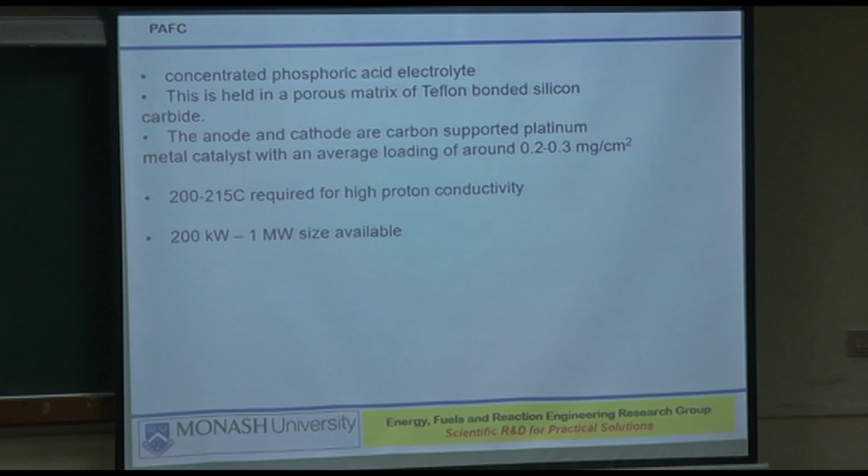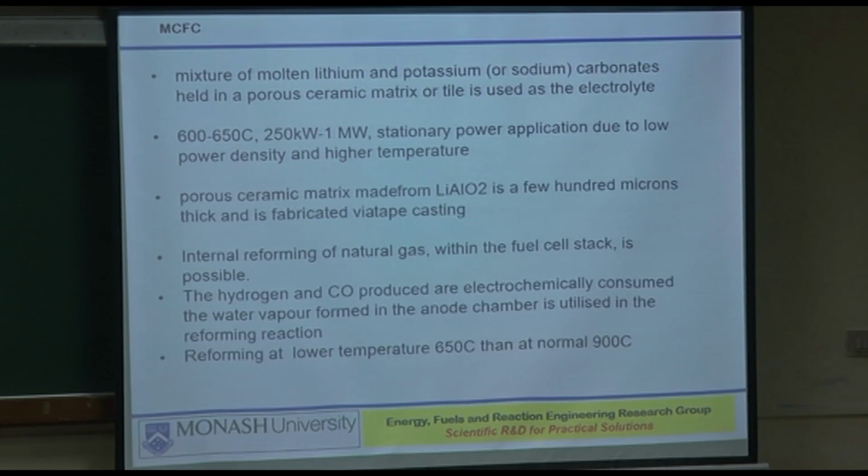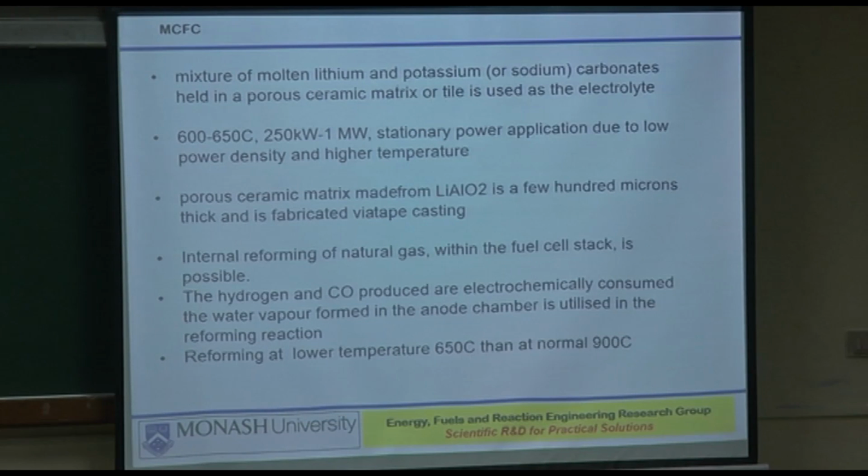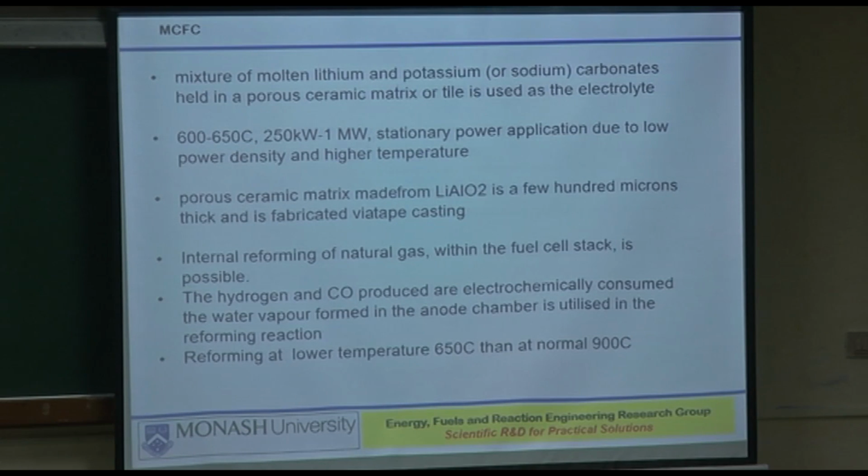Then come those big heavy hitters: molten carbonate fuel cell, solid oxide fuel cell, and direct carbon fuel cell. We'll come to that. So in the molten carbonate fuel cell, as the name suggests, the molten carbonates are the electrolytes. Those can be potassium carbonate, lithium carbonate, or sodium carbonate. And they have to be held in a porous ceramic matrix or tile as they are used as an electrolyte.